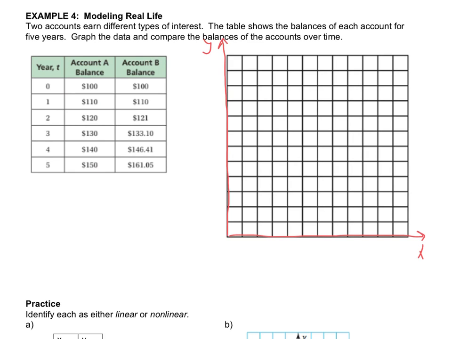So the time would be years down here, and the balance, how much money is in the account, would be on my y value. This one's going to be a little bit of estimating things. We're not going to get it nice and perfectly done, but I'm going to do my years in half years, just because we're only going up to 5, and I would like to stretch this as much as I can.